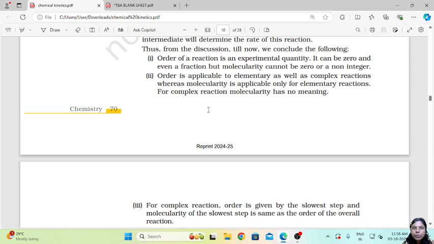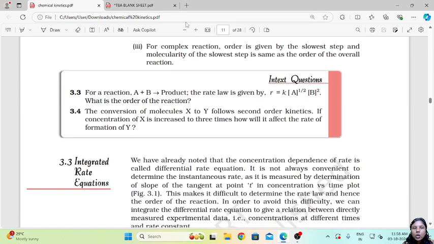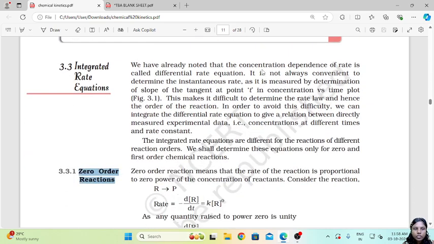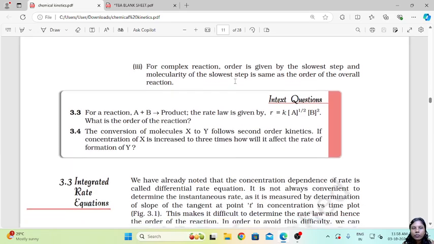Second, the order is applicable to both the elementary as well as the complex reactions, but the molecularity only sticks to the elementary reactions. For complex reactions, molecularity has basically no meaning. So for a complex reaction, order is given by the slower step, and the molecularity of the slower step is the same as the order of the overall reaction. So that was about the factors that affect the rate of a reaction.